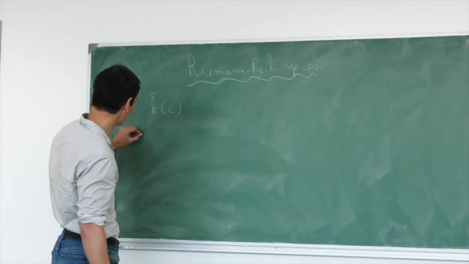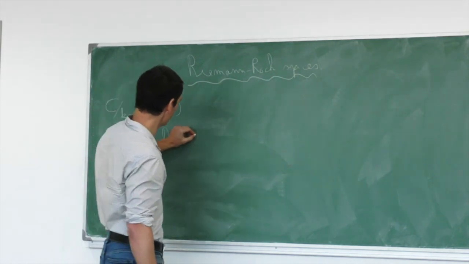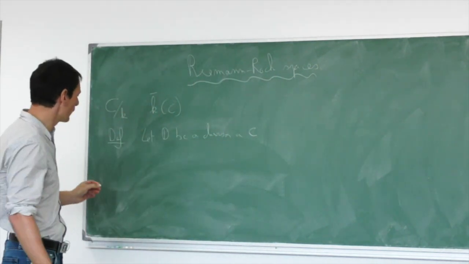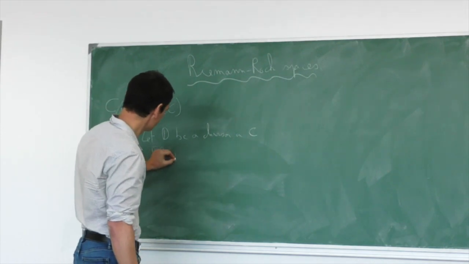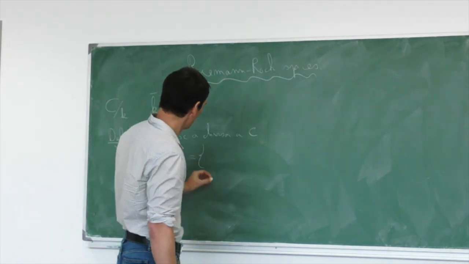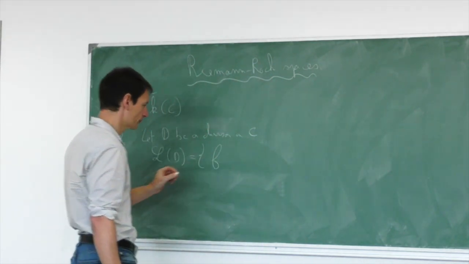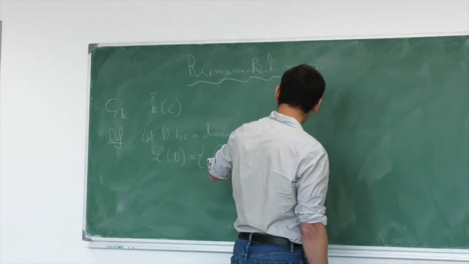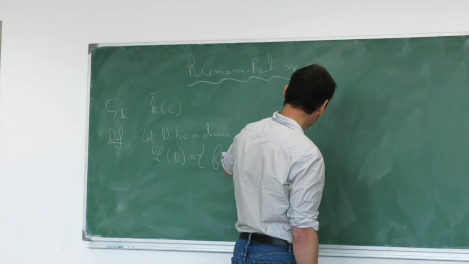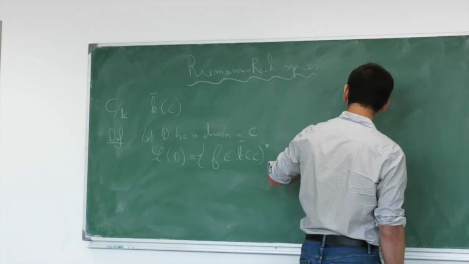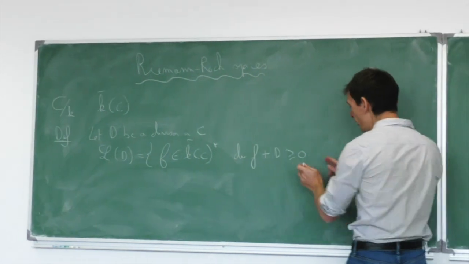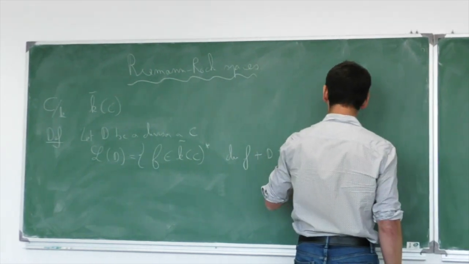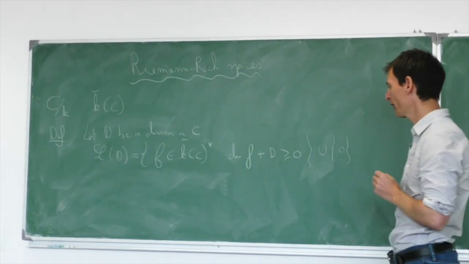We take a divisor, so let D be a divisor on C. And we are going to denote L of D the functions f inside K bar of C, which are non-zero, such that the divisor of f plus D is greater or equal to 0. We are going to say that it is effective. That's going to be the official name. Union 0 to make it a vector space.